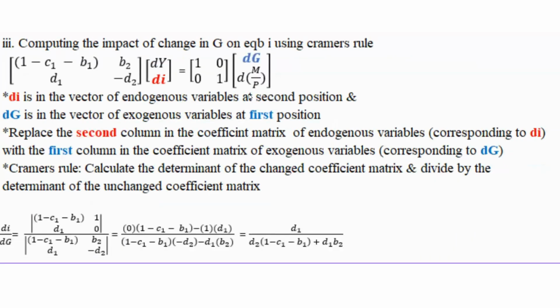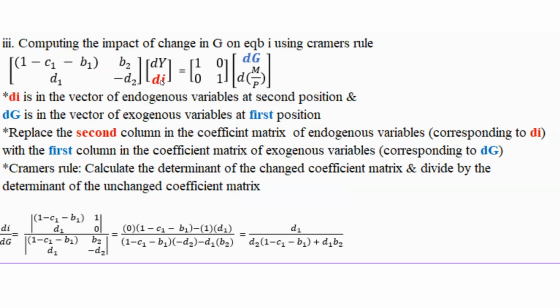Now, if you wanted to calculate the impact of change in G on equilibrium I using Cramer's rule, first we looked at how changes in G and real money supply affect equilibrium I. So now we know dI is in the vector of endogenous variables at second position, right? So the second column corresponds to this over here. And dG is in the vector of exogenous variables at first position, so the first column corresponds to here.